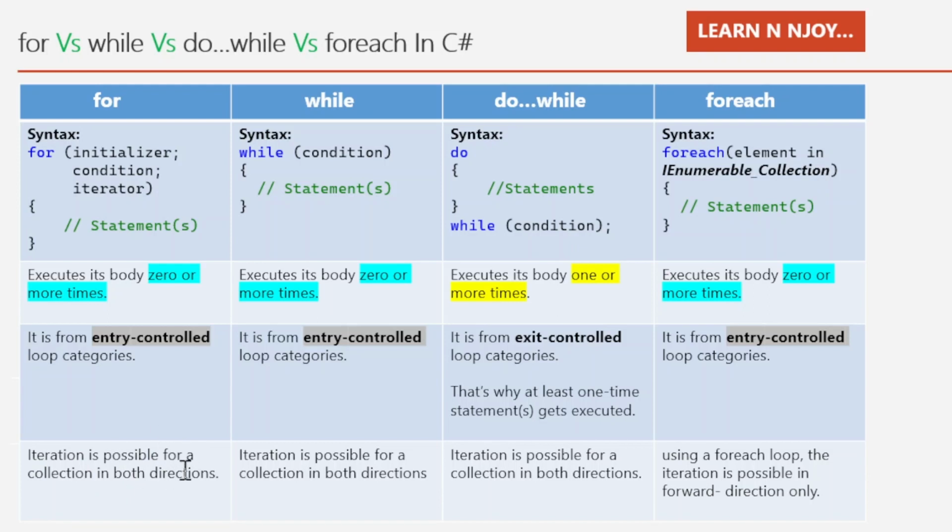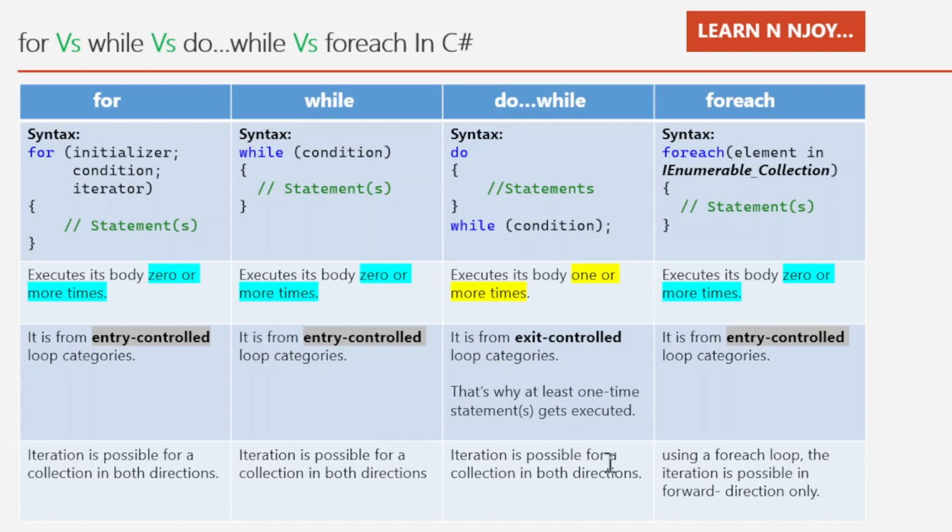Both directions means whether it's a decremented or an incremented iterator. Based on that, it can iterate in both directions, in the increment direction or the decrement direction. Similar case with the while also. It is also possible to iterate in the while loop in both directions. Coming to do while, iteration is possible for a collection in both directions. Here also it is possible based on the condition.